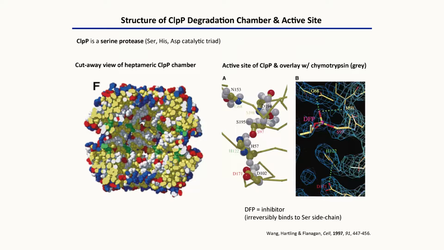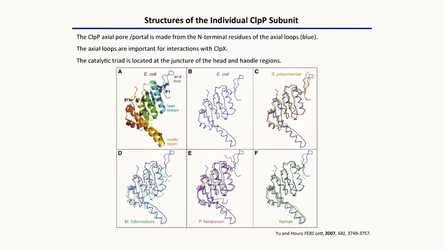Okay, so that conserved machinery. If we look at the structure of an individual ClpP subunit, those are shown here from several different organisms. If we think about this as the top part and this as the bottom part of one ring, we see there's a region with axial loops, there's a head domain, and what's called a handle region. The catalytic triad is located at the juncture of the head and handle region. And you can, again, look back to the cutaway views to orient that within the whole chamber.